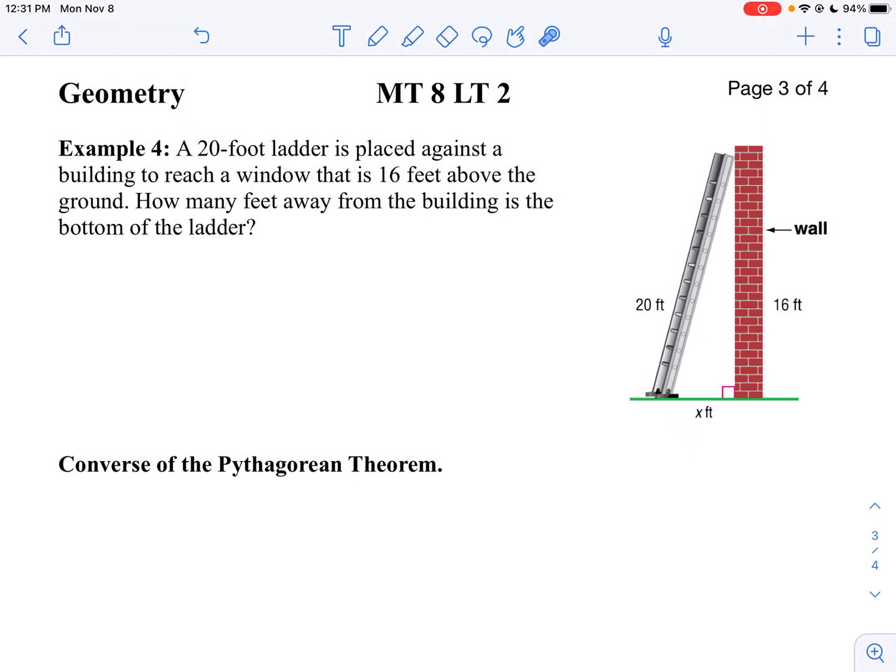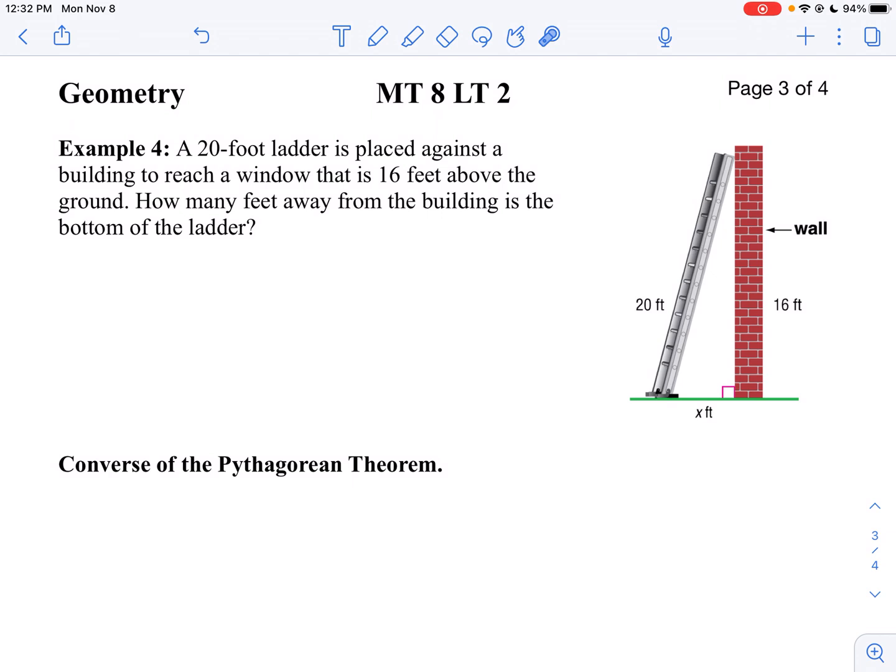So if I take a look here, it says a 20-foot ladder is placed against the building to reach a window that's 16 feet above the ground. How many feet away from the building is the bottom of the ladder? In other words, I want to find x. Notice the building makes a 90-degree angle with the ground.